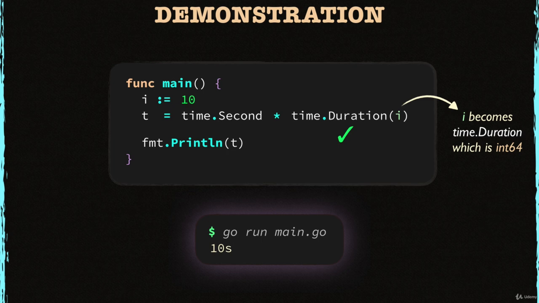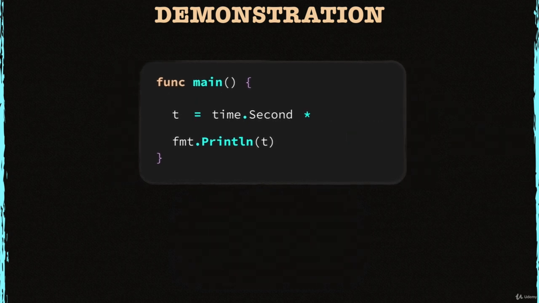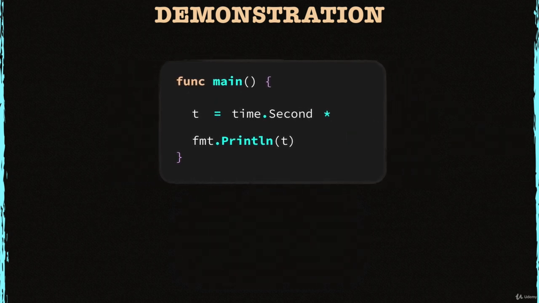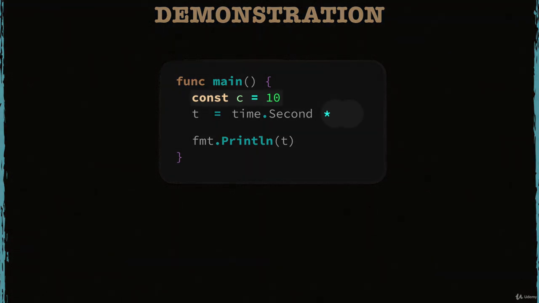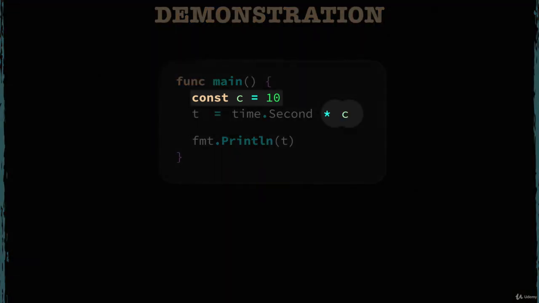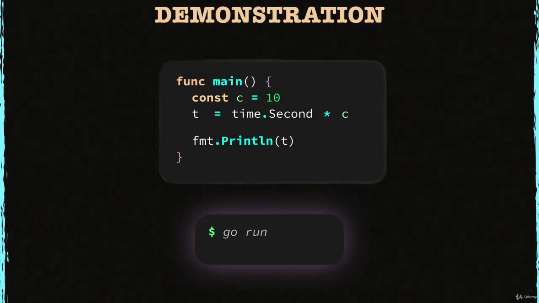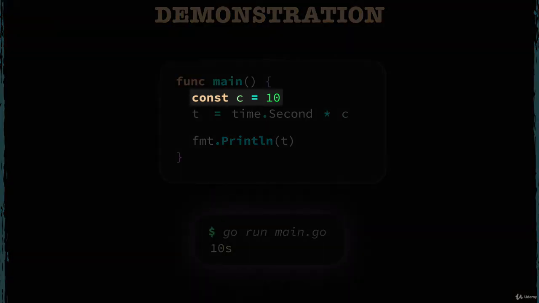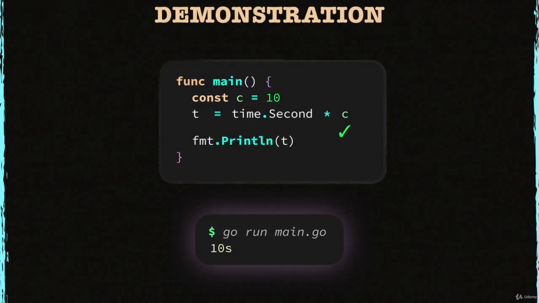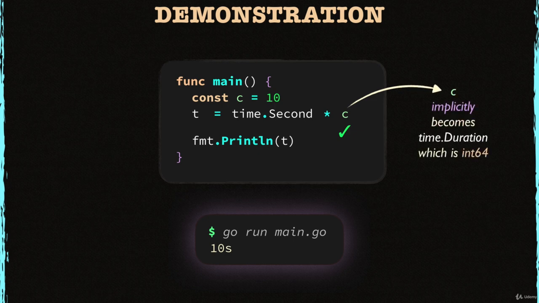Alright, now take a look at the second solution. This time, let's use an untyped constant. Let's declare an untyped constant. Now let's multiply time.Second with the c like this. Okay, let's run it. This works because the c constant is typeless. Here, when I multiplied c with time.Second, Go has converted c into time.Duration type automatically. Isn't it awesome? Since c doesn't have a type, I didn't need to convert it.